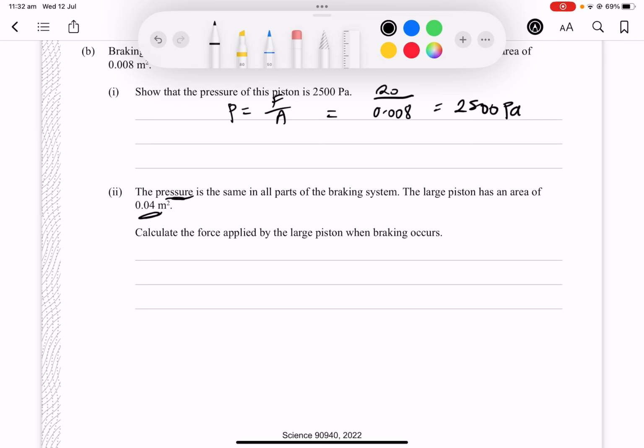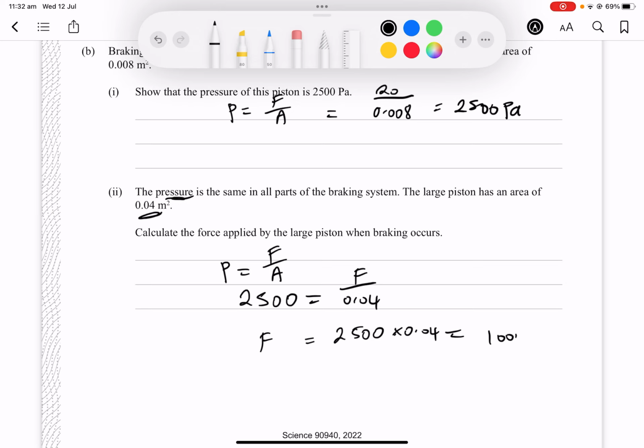So again, it's just going to be pressure equals some force over area. So the pressure stays the same at 2,500, and it's going to be some force we don't know over the new area, which is 0.04. So now the force will be equal to 2,500 multiplied by 0.04, which is going to be equal to 100 newtons.